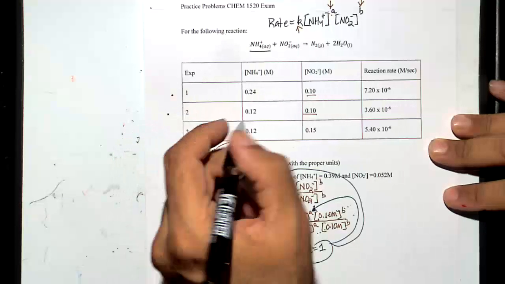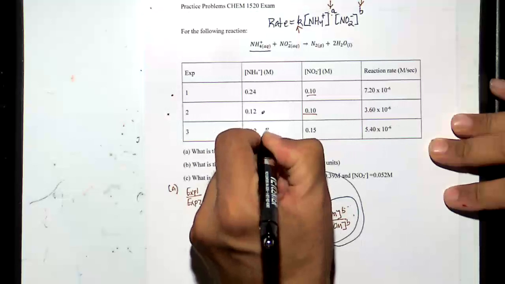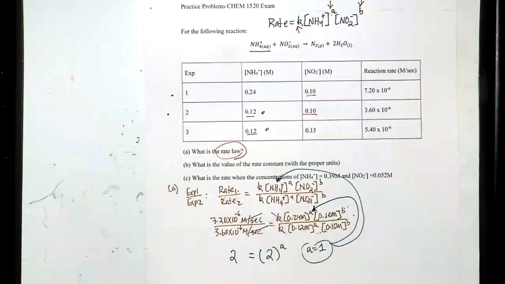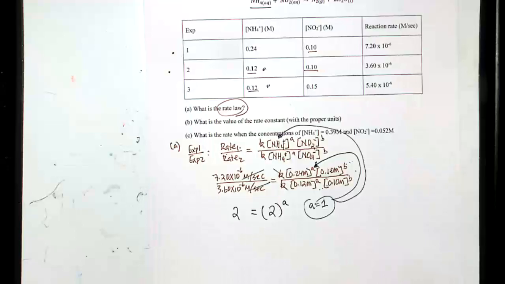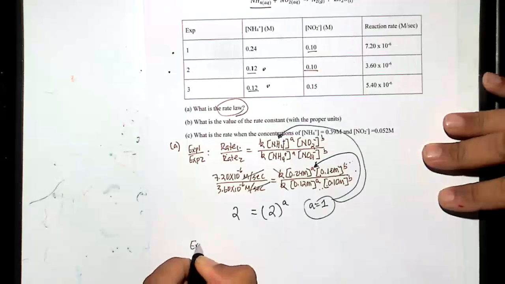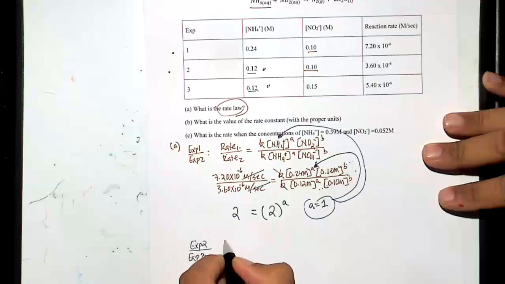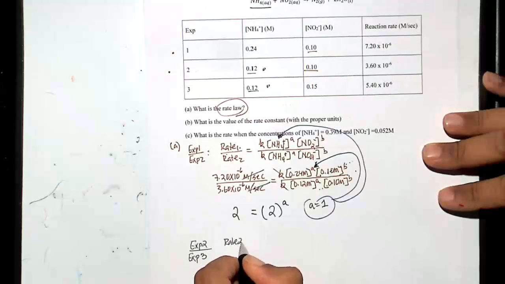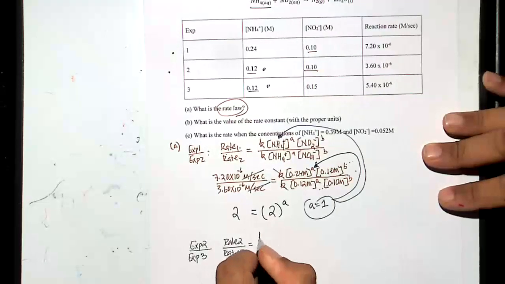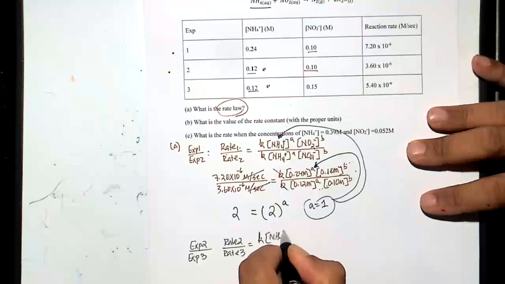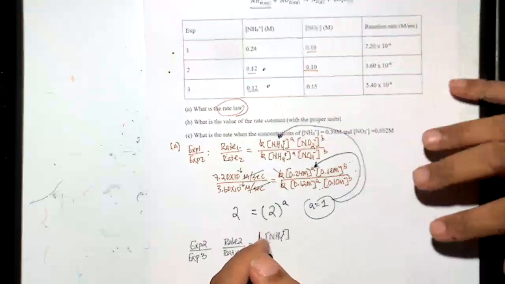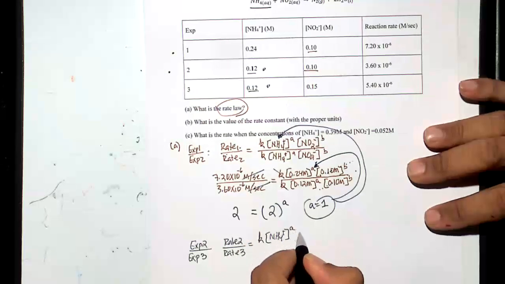All right, in my black pen, let's compare experiment 2 and 3, because I can see this and this will cancel out. So now we'll compare experiment 2 with experiment 3. This is rate 2 over rate 3, k, and everything is the same as before. We now know a is 1, but I'll just leave it as a.